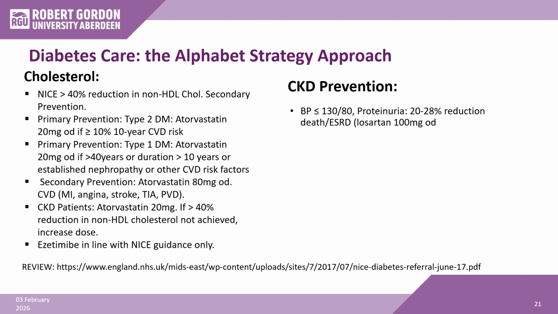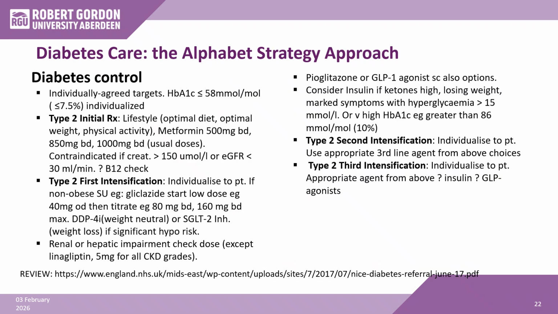Again, you did cover this in the cardiovascular module. Another C is chronic kidney disease prevention, and this can be done by strict hypertension control as well as proteinuria reduction. Okay, and a drug like losartan can be used for this one. That's an ARB.